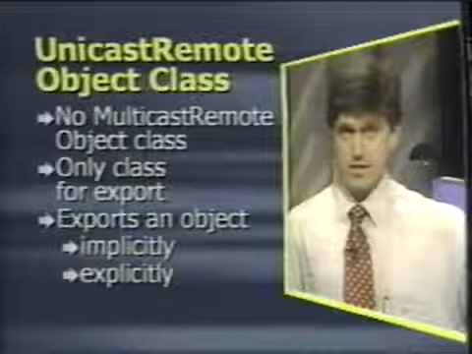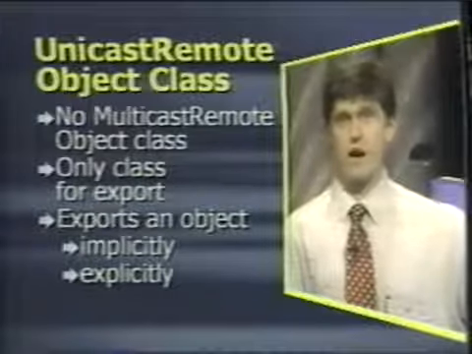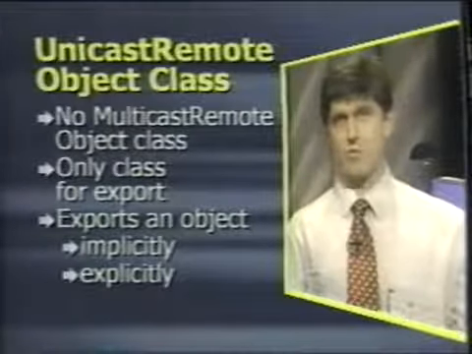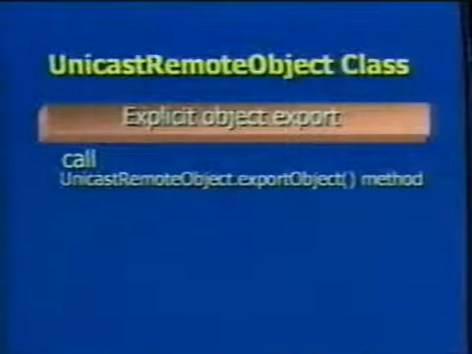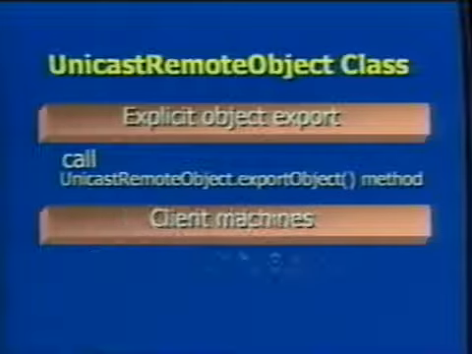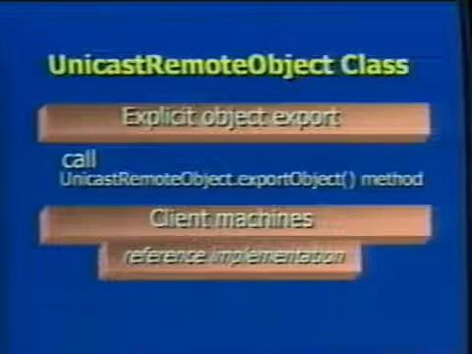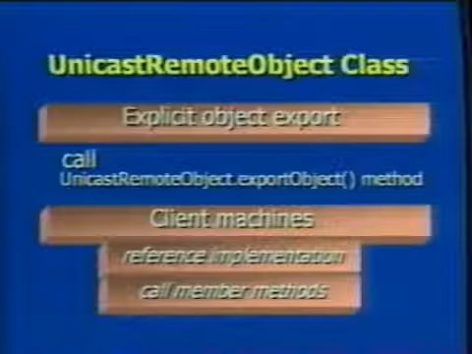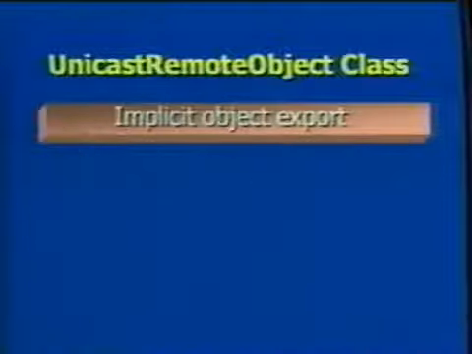You can explicitly export an object with the UnicastRemoteObject by calling the UnicastRemoteObject.exportObject method. This will take your implementation of a remote interface and set it up for export so that client machines can get references to it and call its member methods. But you can also implicitly export an object just by subclassing the UnicastRemoteObject class.